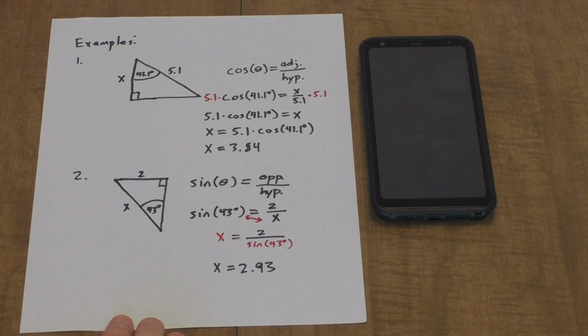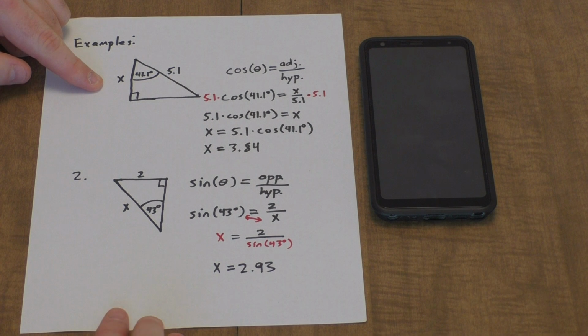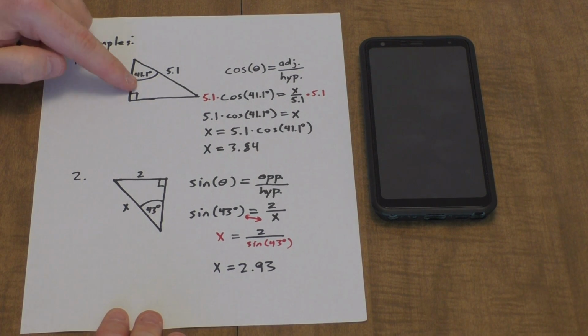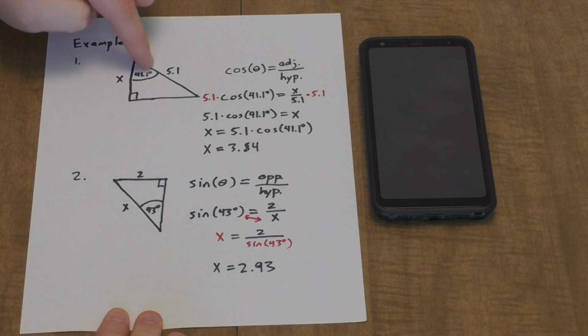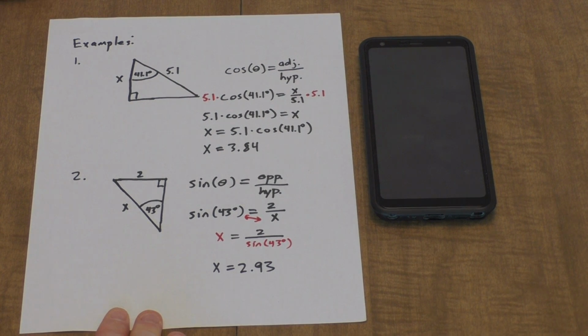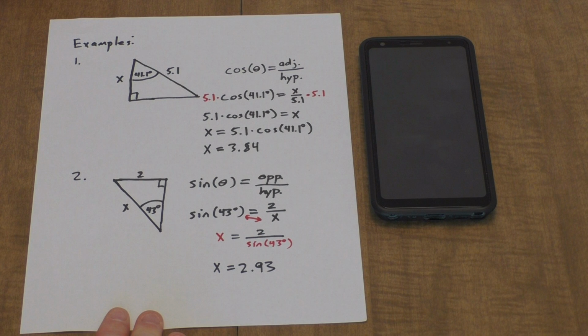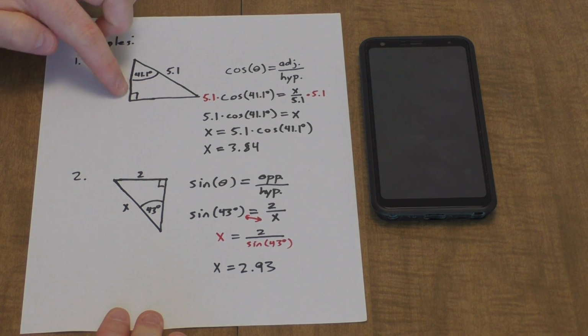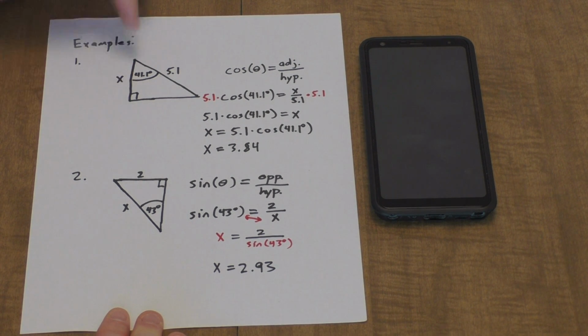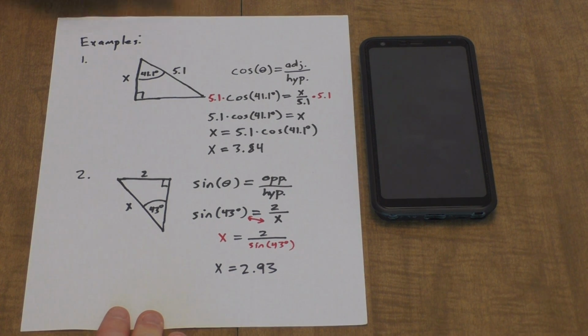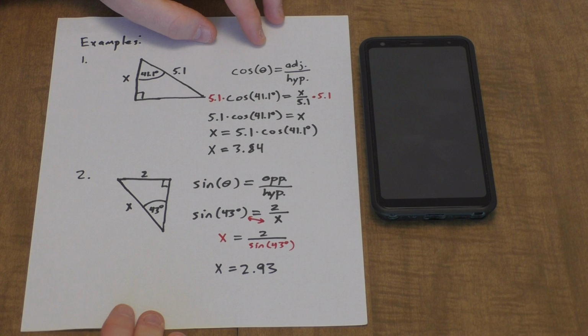Okay, right here, start with this triangle. It's a right triangle. The right angle points at the longest side, which is the hypotenuse. So 5.1 is the hypotenuse. The angle that we're given right here is 41.1. And the side that we're trying to find is right next to the angle, so it's x. Because we have adjacent and hypotenuse sides, we're going to use cosine.